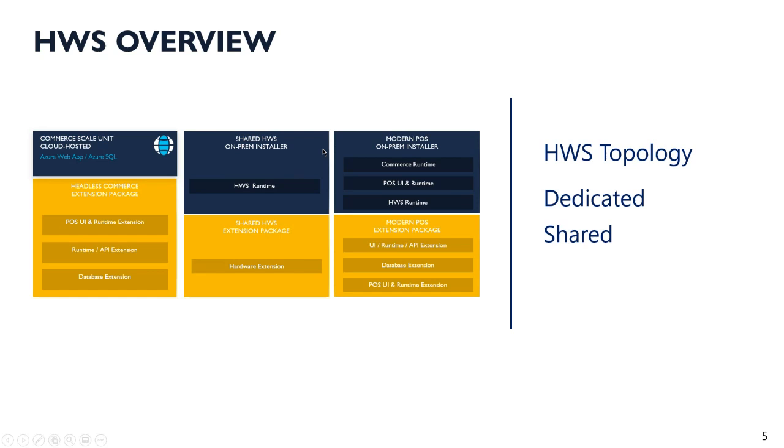So, two primary types. One is the dedicated, and the other one is the shared. Dedicated is primarily used by the modern point of sale. Shared is used by both the cloud point of sale, which is hosted in the CSU or on-prem, and it can also be used on the modern point of sale. So based on your topology, you can decide.